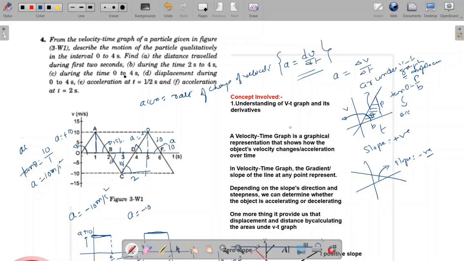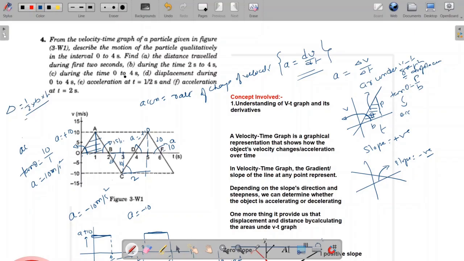Now we have to find out the distance traveled. As I just told you, if you want to find the distance or displacement traveled using a VT graph, you need to find the area under the graph. So what is the area under the graph? That means the area of this triangle. The area of a triangle is half into base into height.